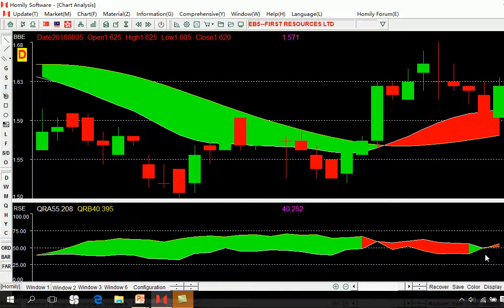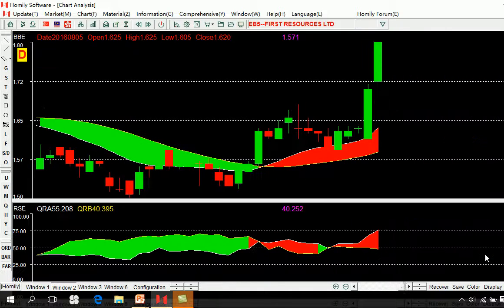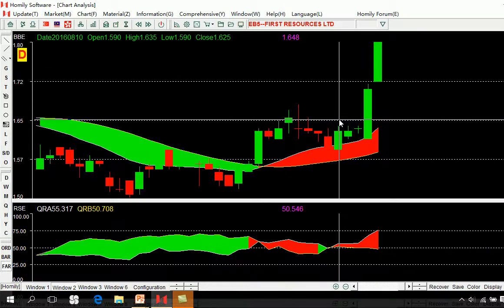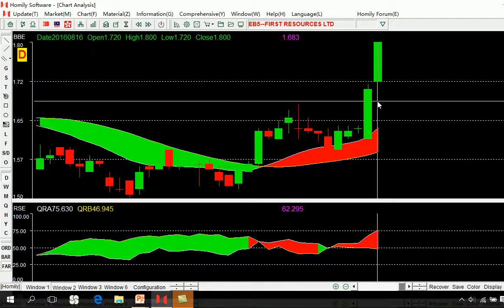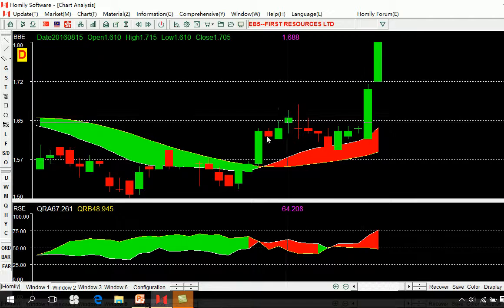Then up again, can we buy again or not? Yes. If you didn't buy before, here is another buy point. Then you can earn some profit. So here the buy price is 1.625. Now it's already 1.8. Okay, so you can earn some profit.